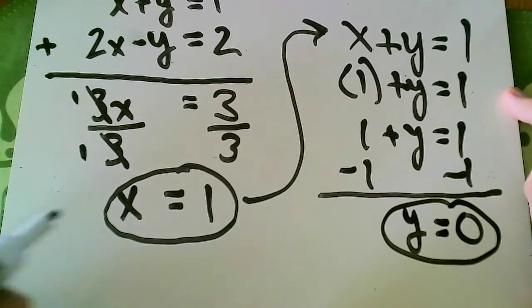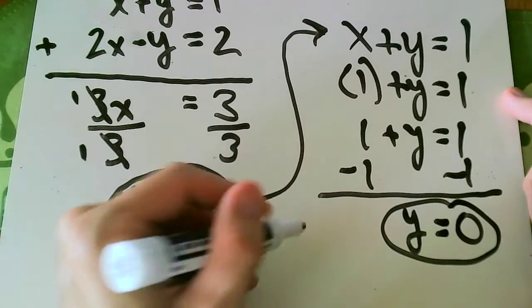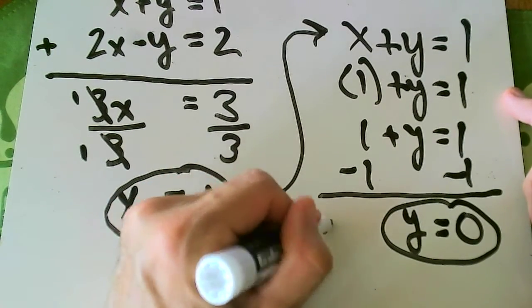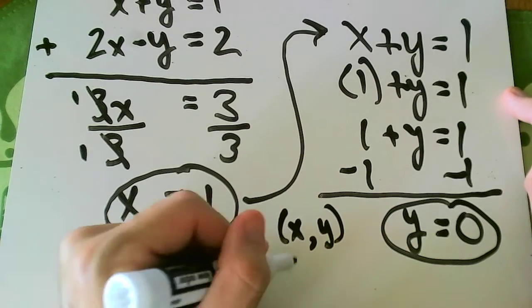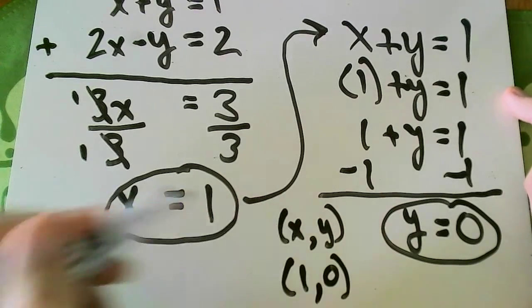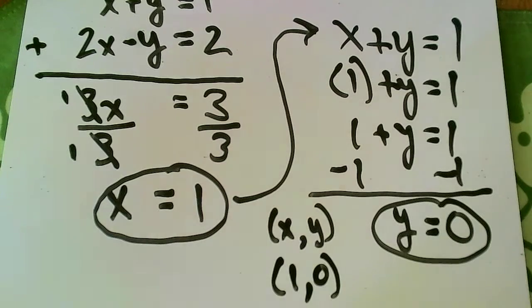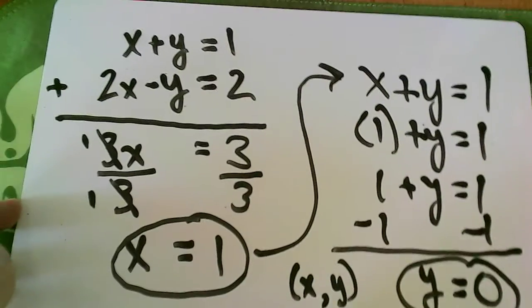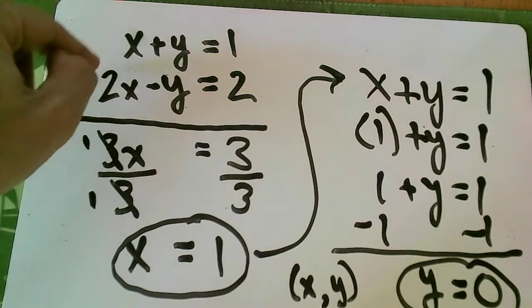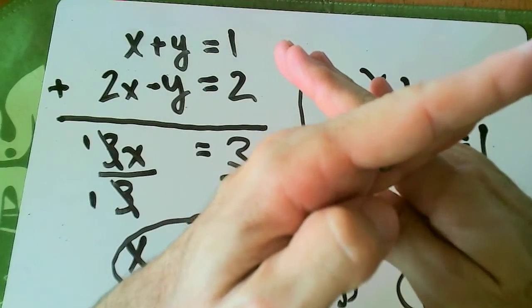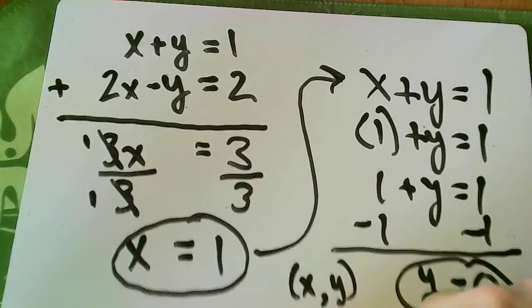So now I have the two pieces. X is 1, y is 0. Remember that it's an ordered pair, x and y, in alphabetical order. It's 1, comma 0. So I've actually proven 3 different ways to find the same answer to this equation, which is the solution set between these two lines, and they intersect at 1, comma 0.